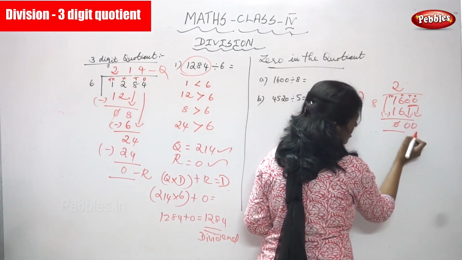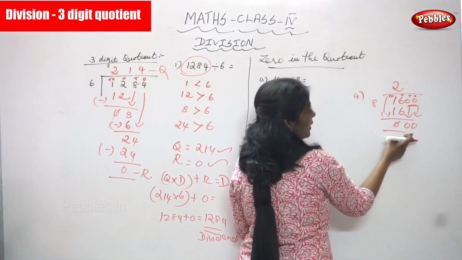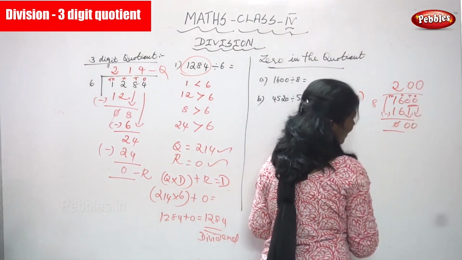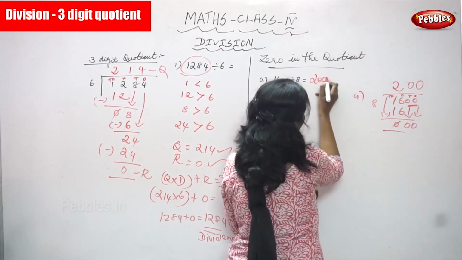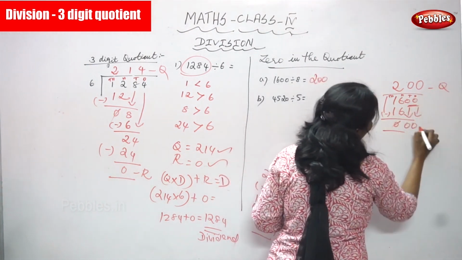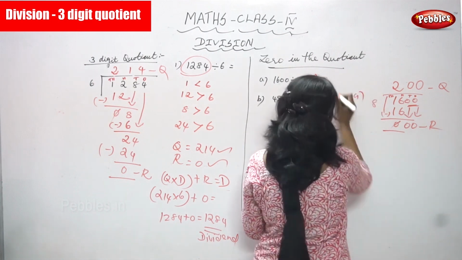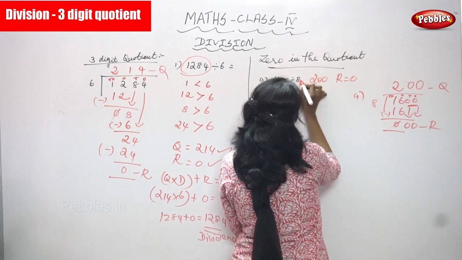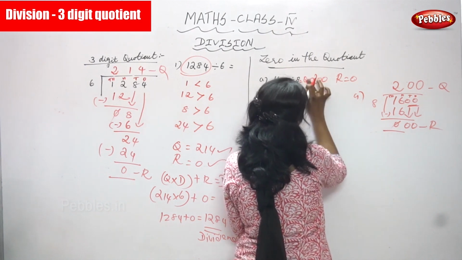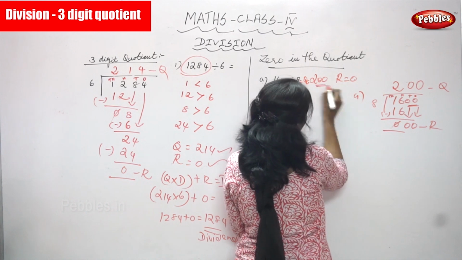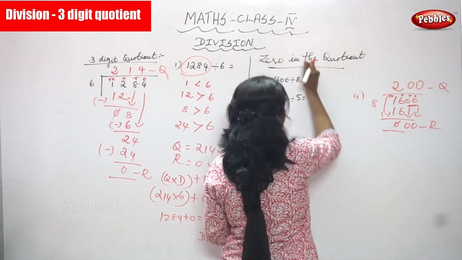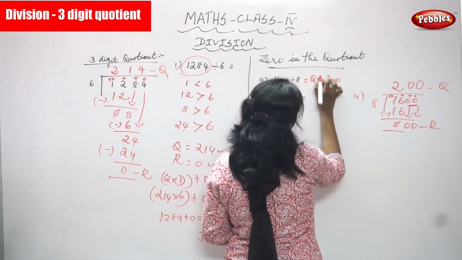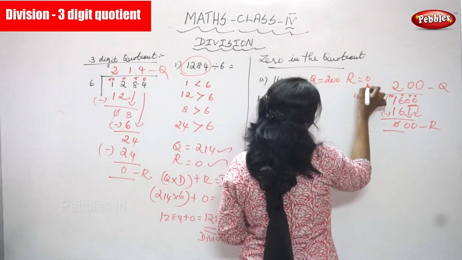You have to bring down the 0, but there is no use because you cannot divide. So better you add the 2 zeros in the quotient place. So the answer is 200. This is the quotient and this is the remainder. The remainder is also 0. Quotient is 200 and remainder is 0.